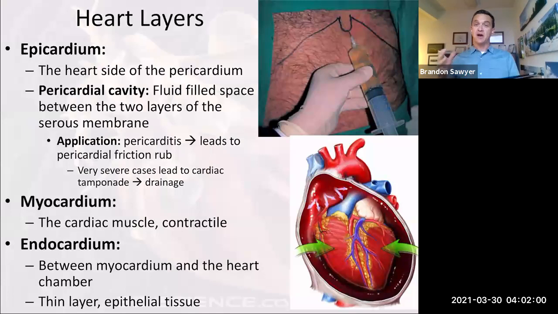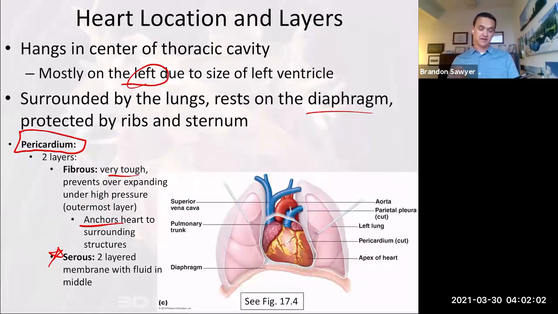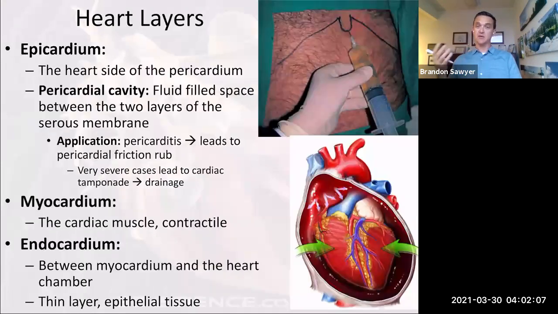Remember, of the pericardium there was a fibrous pericardium and a serous pericardium. Now let's look a little bit deeper at what's known as the epicardium. The epicardium is the heart side of the pericardium, so it's the inside of this. Remember that the serous pericardium had 2 layers. I didn't say what the 2 layers were yet, but there are 2 layers. So this is the inside of that, the epicardium.